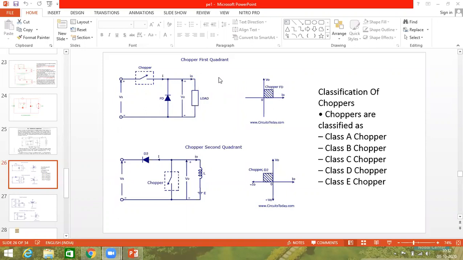So today's class we continue with our choppers. Right. So at the end of the class we'll see the syllabus also. So today's class we discuss different types of choppers.